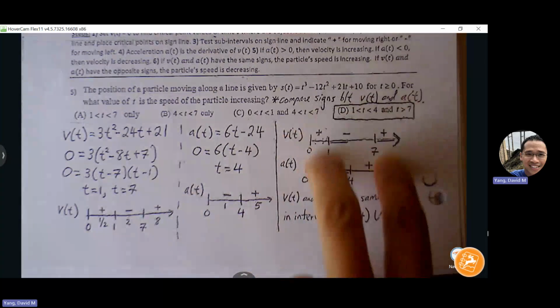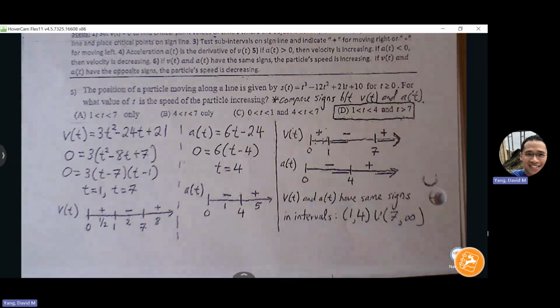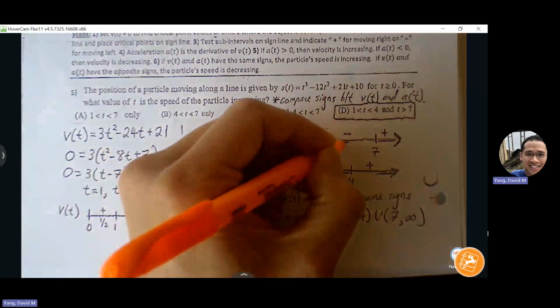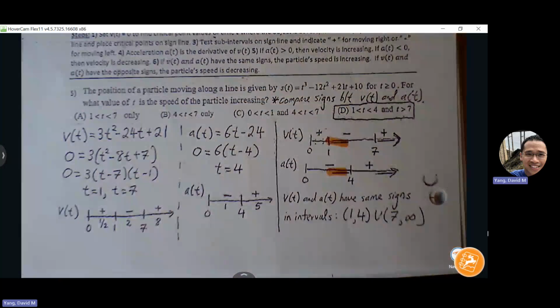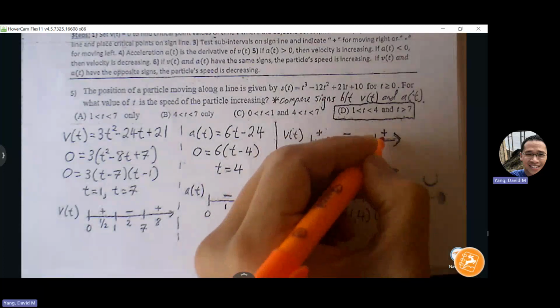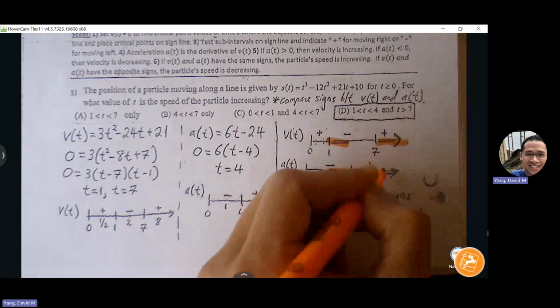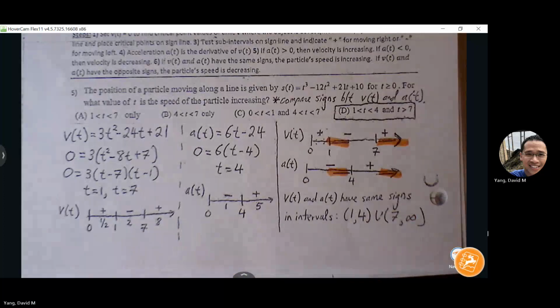We line the two velocity and acceleration sign lines over each other, so we can see when they're both going to be sharing the same sign. So we see they're both going to be negative in that interval from 1 to 4. Oh, sorry, they'll also share the same signs from 7 to infinity.